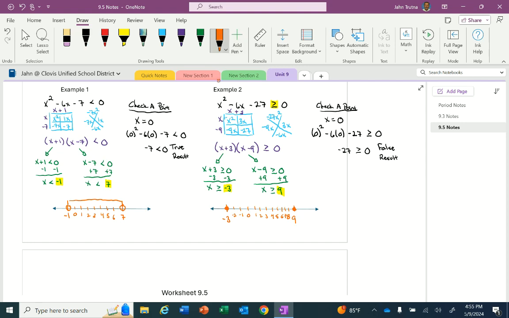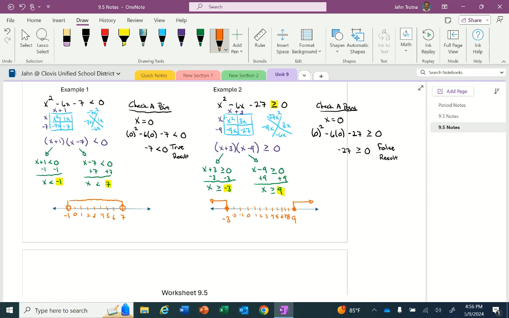False result. So what does that mean? It means when I go to my graph, I will not connect my 2 points. I will draw arrows from the 2 points going away from each other. Okay, so what does that mean? Well, it means that my solution to my equation is any number smaller than negative 3, including negative 3, or any number 9 or bigger. So if you picked a number 9 or bigger, or negative 3 or smaller, and put it into your inequality equation, it would give you a true result.